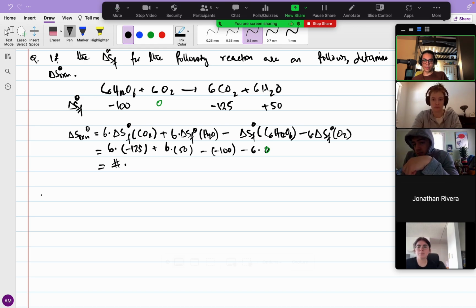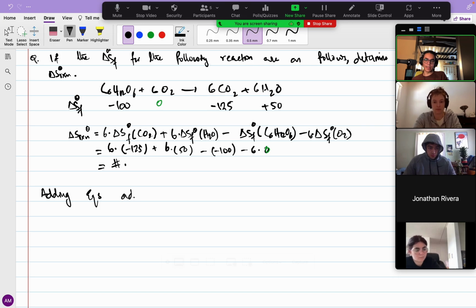Okay, so this section I'm just going to title Adding Equations Adds Their Delta H's, Delta S's, and Delta G's. Pretty simple concept. Here goes.